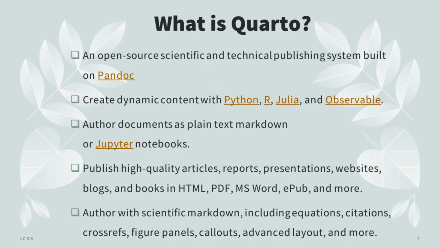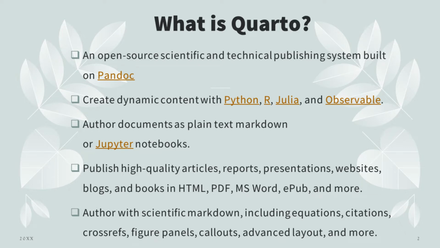Quarto is an open-source scientific and technical publishing system built on Pandoc. Using Quarto, we can create dynamic content with Python, R, Julia, and Observable. The documents can be created as plain text, Markdown, or as Jupyter notebooks. Using Quarto, we can publish high-quality articles, reports, presentations, websites, blogs, and books in HTML, PDF, MS Word, EPUB, and more. In Quarto documents, we can include scientific markdown, mathematical equations, citations, cross-references, figure panels, callouts, advanced layout, and more.